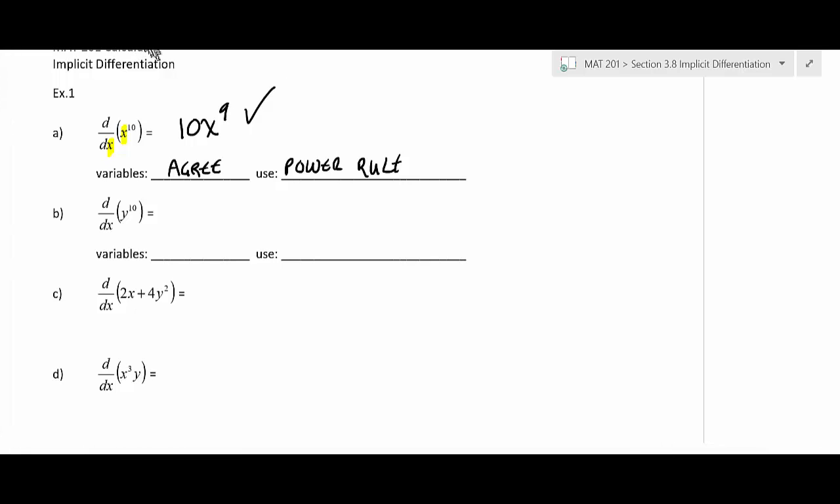Look at the next one. What's the deal with the variables? Agree or disagree? They disagree. So you have to use a chain rule. You have to do this just slightly differently. So you use the chain rule.